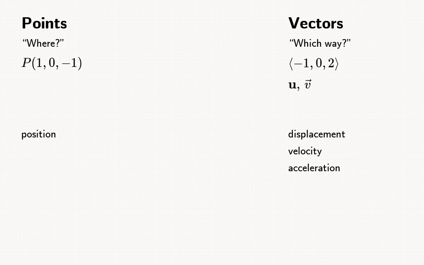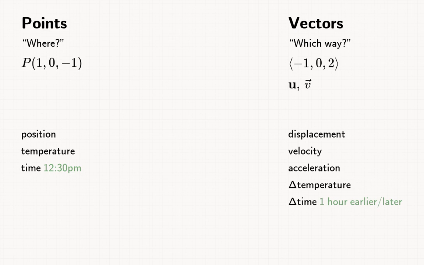Some other examples of point quantities are temperature and time, where the corresponding vector quantities are change in temperature or change in time. So like 12:30 p.m. is an example of an absolute time, whereas if you say one event is an hour earlier or an hour later than some other event, that's a relative time or a time vector.